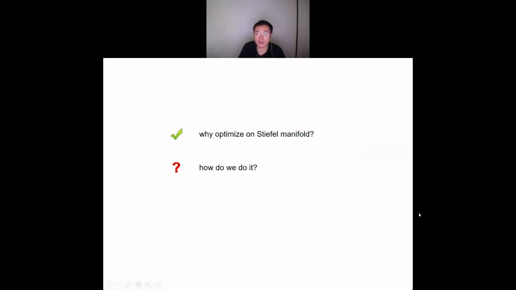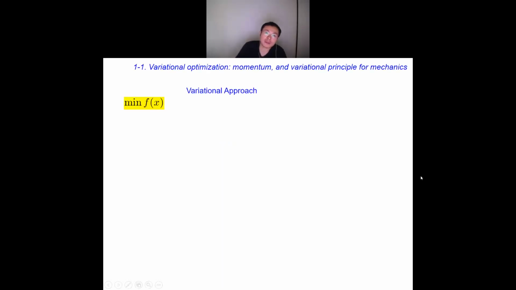Okay, so hopefully I gave you enough motivation about why we want to optimize on the Stiefel manifold. This is not just a mathematician's made-up problem. It's really important to machine learning. The question is how we do it. So we will use a variational approach.